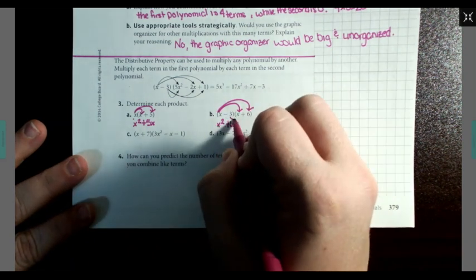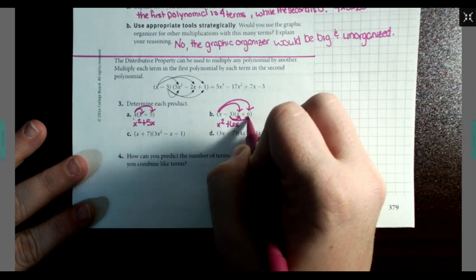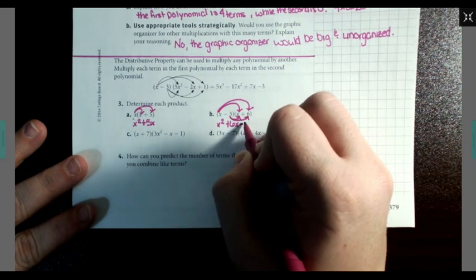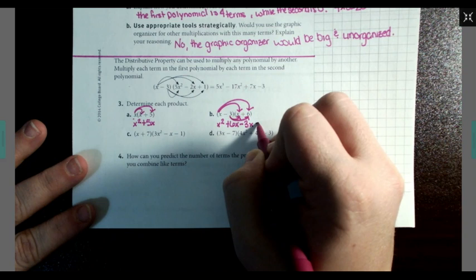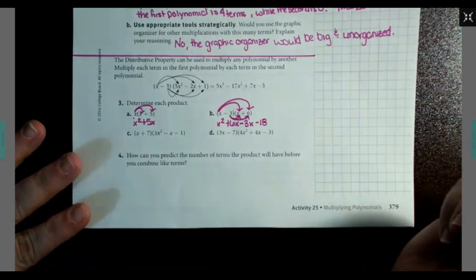Now we're going to do the second term. Negative 3 times x and negative 3 times positive 6. So it's going to be negative 3x and negative 18.